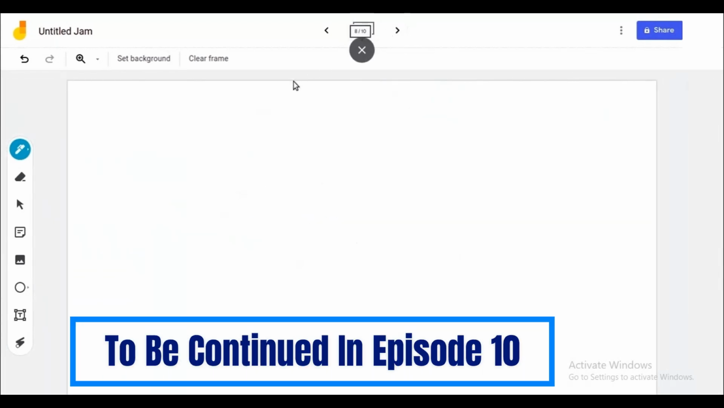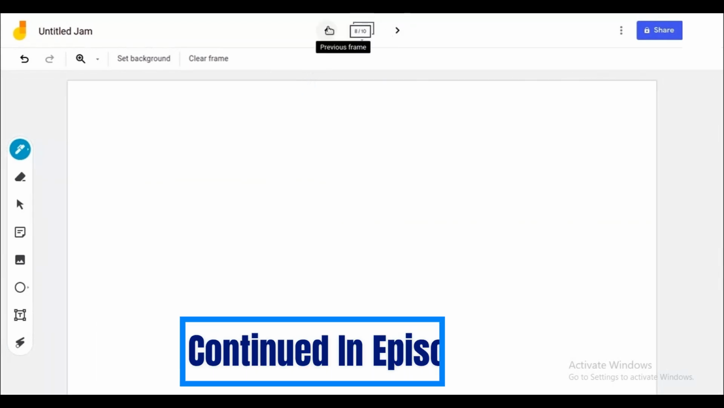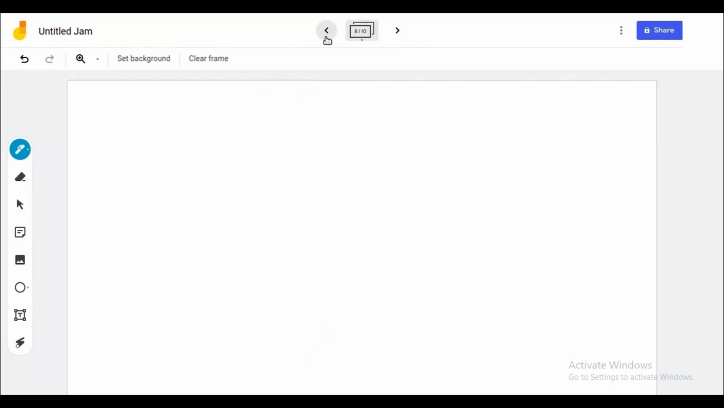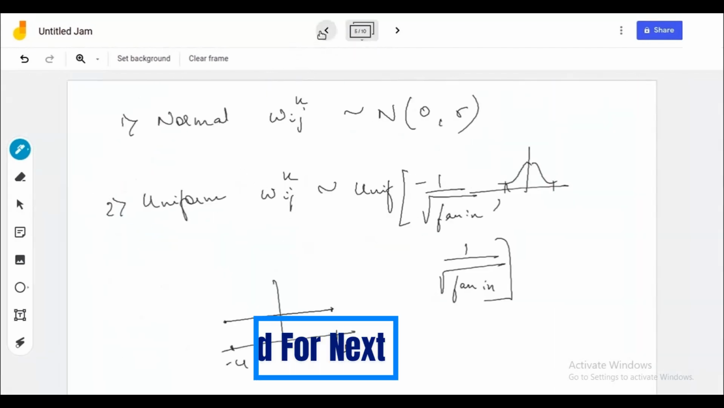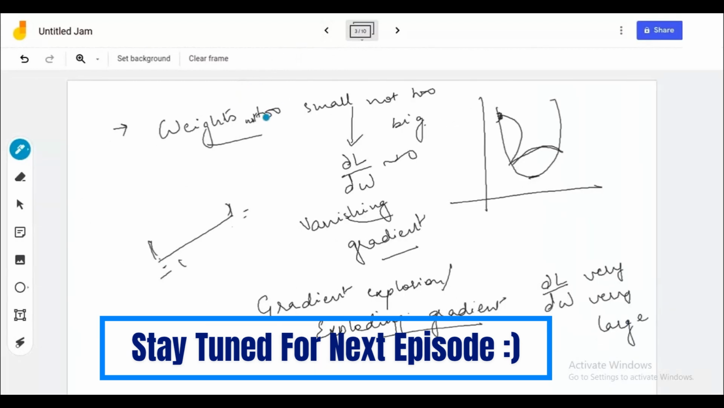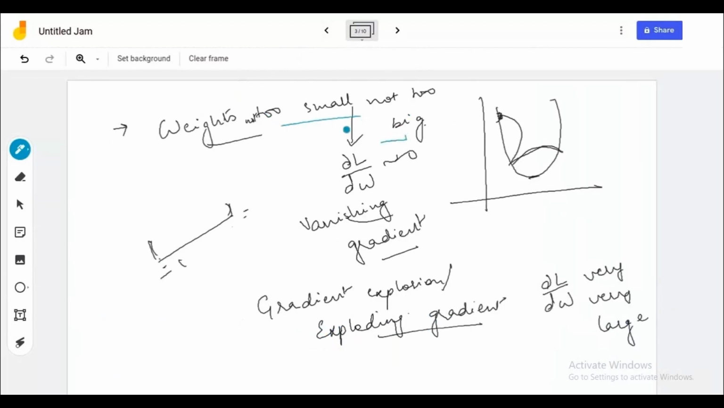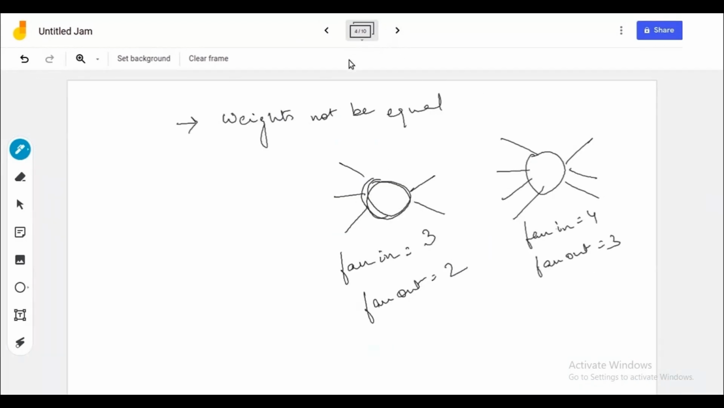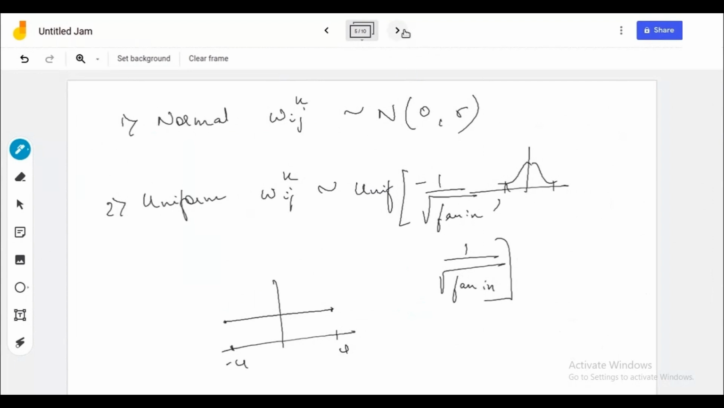Let us just recap. We have weight initializations, and the two most important things to make sure of while having weight initializations is that the weights are neither too big nor too small, because we can have the problem of vanishing gradient or exploding gradient, and that the weights must not be equal. Then we came across two concepts, fan in and fan out. Fan in is equal to the number of inputs that are being put into the neuron, and fan out is the number of outputs that we are getting.